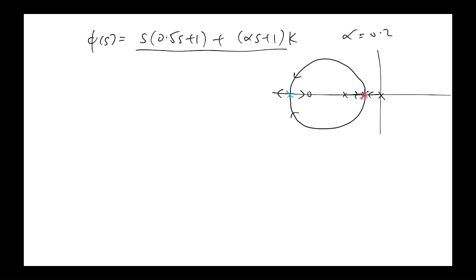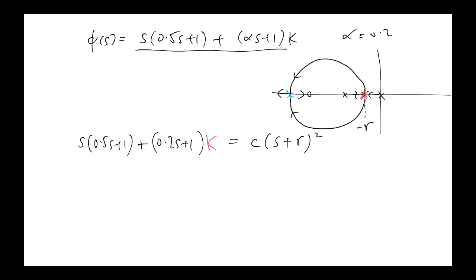So for a value of k, we've got 0.2s + 1. This function of s must look like c(s + r) squared, another constant times a perfect square. So for that value of k, this polynomial has to look like a perfect square. That's what puts the two roots on the same spot. Make sense?